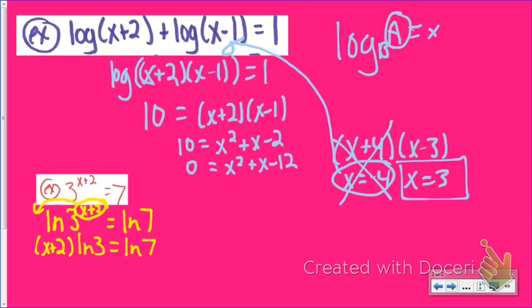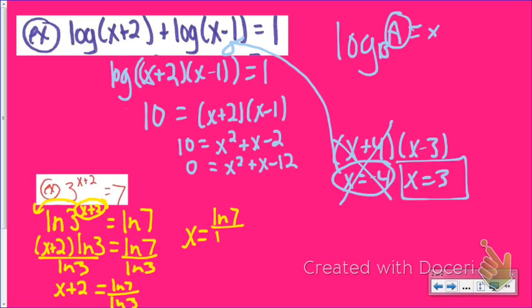So in order to do that, I could distribute. What's going to be a little bit faster here is just to go ahead and divide by the natural log of 3. So I get x plus 2 is equal to the natural log of 7 over the natural log of 3. And then my last step to get x by itself would just be to subtract 2. So my final answer would be the natural log of 7 divided by the natural log of 3 minus 2. Now if I actually had a calculator, I could go ahead and evaluate that and get an actual decimal answer.